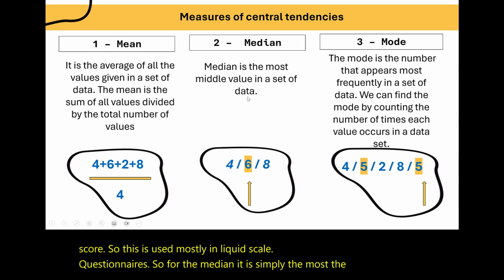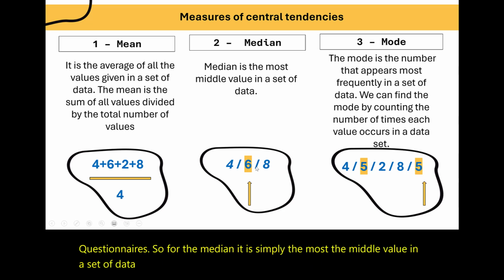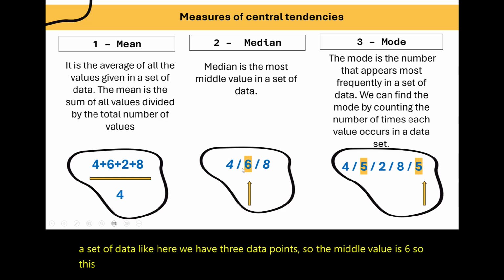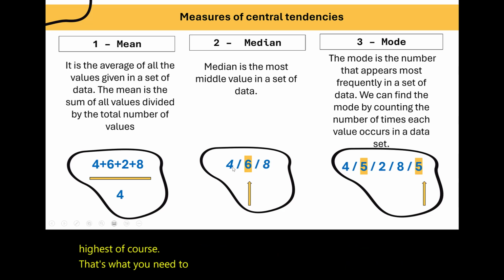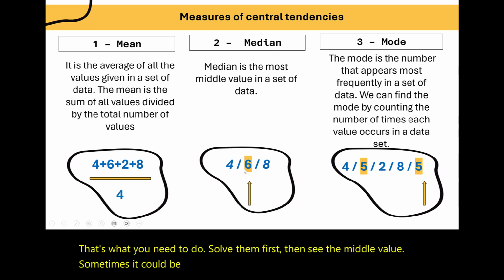So for the median, it is simply the middle value in a set of data. Like here we have 3 data points, so the middle value is 6, so this is the median. And here they are sorted from the lowest to the highest, of course. That's what you need to do. Sort them first, then see the middle value. Sometimes it could be 2 medians at the same time.